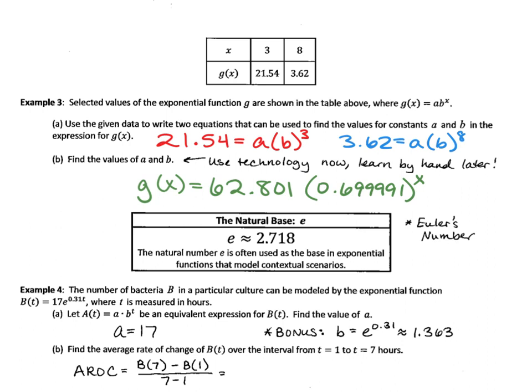Again, this number here, the B value, is less than 1. That would show us it's decay. That makes sense since these numbers are getting smaller. Those are the quick checks we give ourselves to make sure we're on the right path.